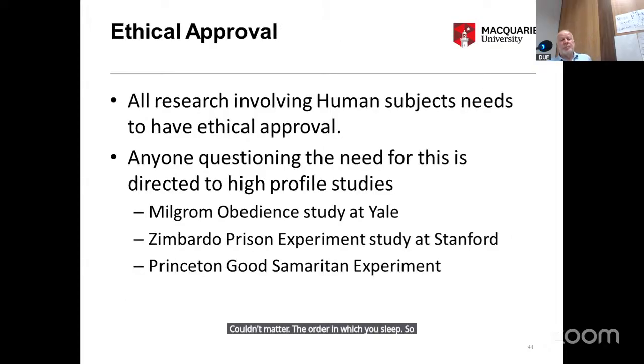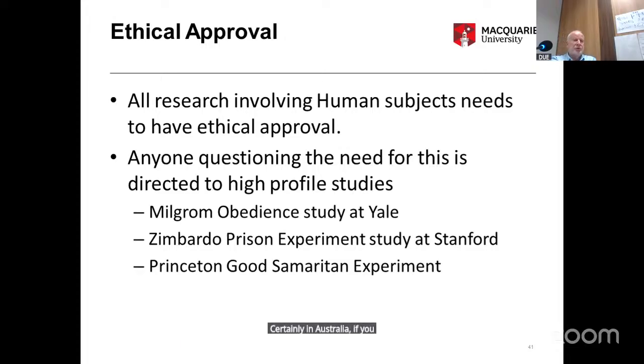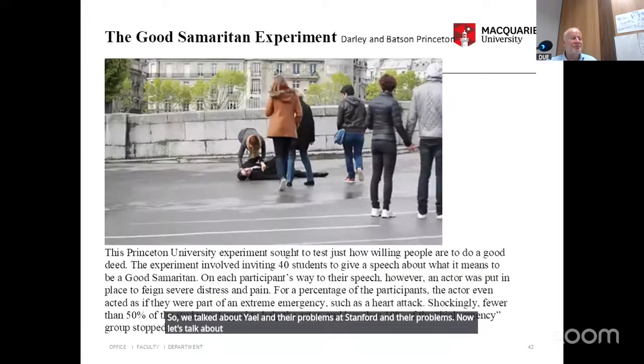So again, we get to ethical approval, and you need to have ethical approval, certainly in Australia, if you want to do research on human subjects. So we talked about Yale and their problems and Stanford and their problems. Now let's talk about Princeton.